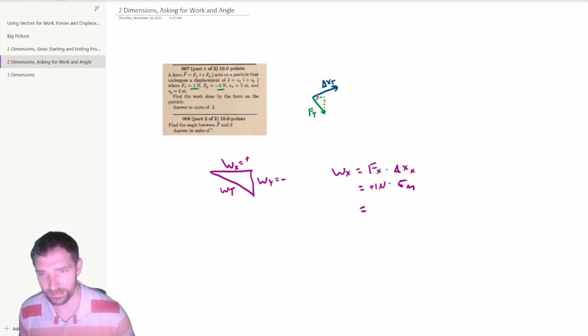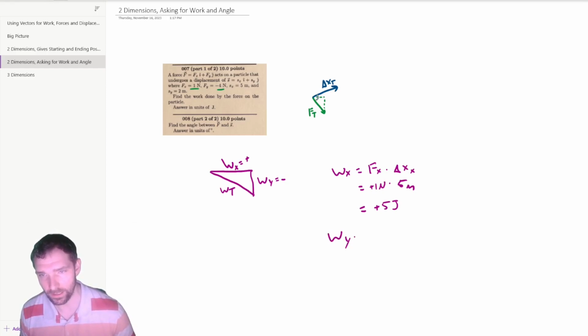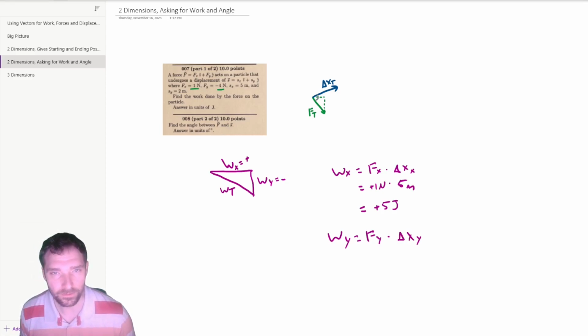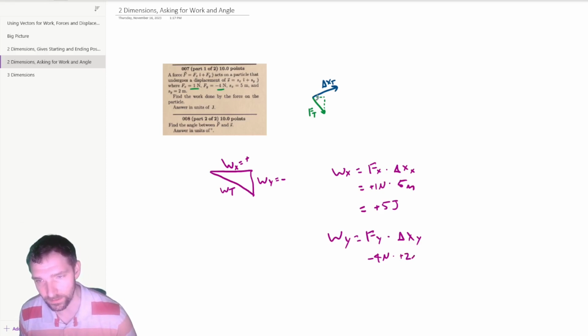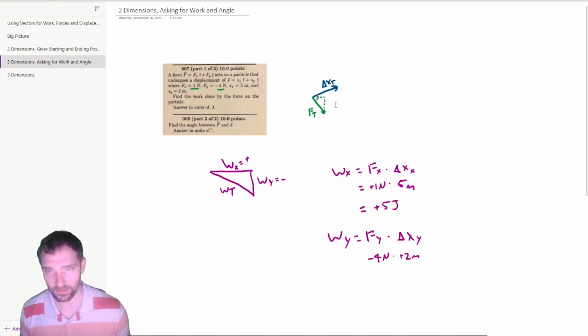So the work in the x-axis is coming out as plus 5 joules, so it's getting sped up in that direction. And then the y is similar sort of formula, but it's different values because now we're in the y-axis. And now if we're talking about the force in the y-axis, this is a negative 4 newtons and a positive 2 meters. Now, if these both were negatives, like if this displacement was going downward a little bit on the y-axis, then it would be speeding up. But because these are kind of going in opposite directions, it slows it down.